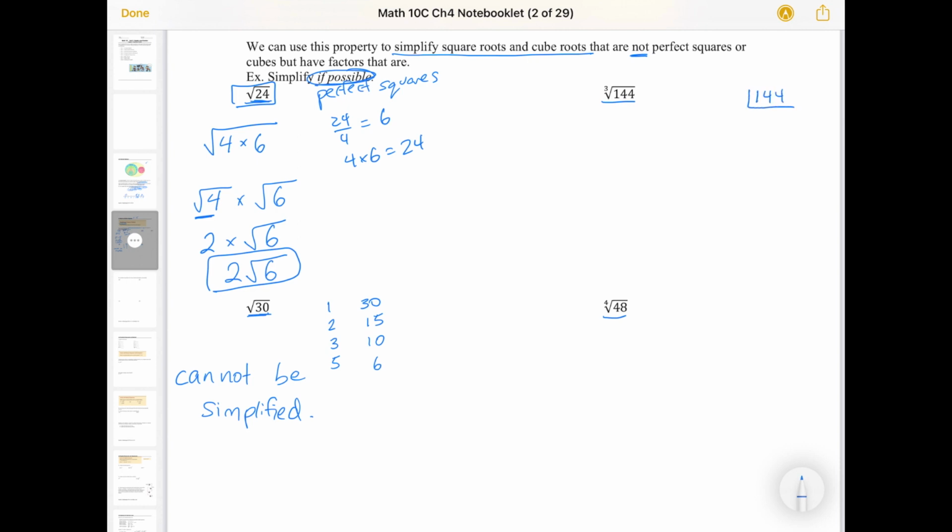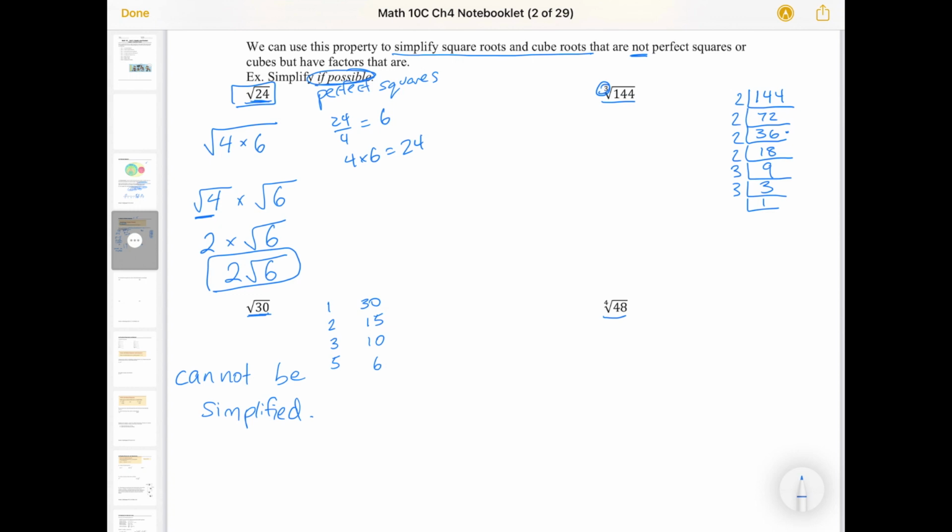So 144, I'm going to go with 2, and that will give me 72, which I can divide by 2 again. I'm preparing for a lot of 2's here, and that's okay. I can divide by 2 again. 18. I know 36 is a perfect square, but I'm looking for a cube, right? So I need to keep going. And I can divide by 2 again. I'll get 9. I divide by 3. 3, and I divide by 3 one more time, so I end up with 1.